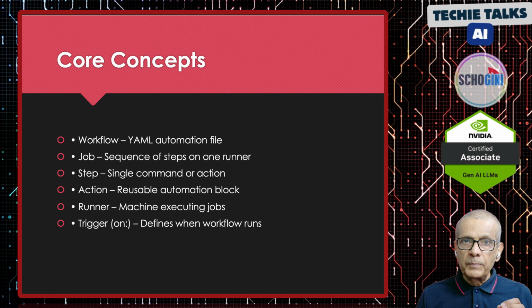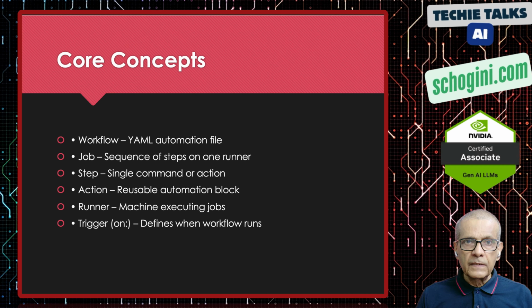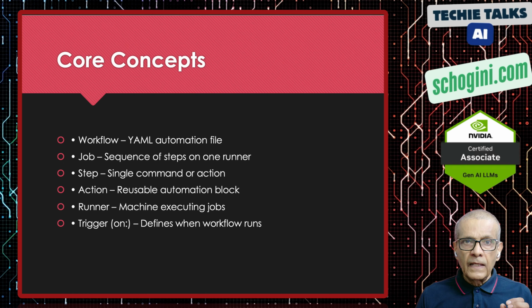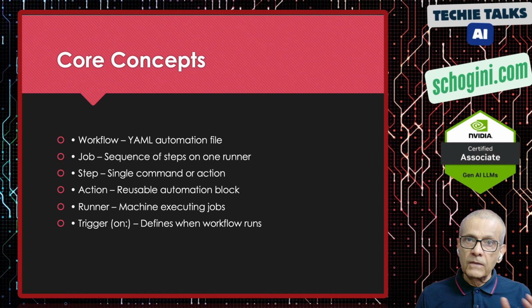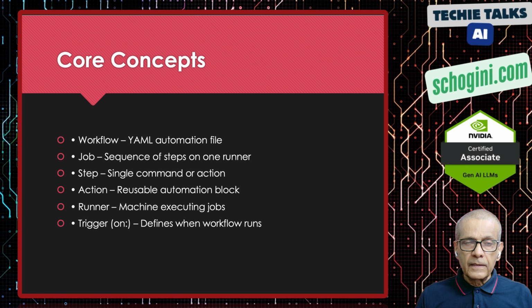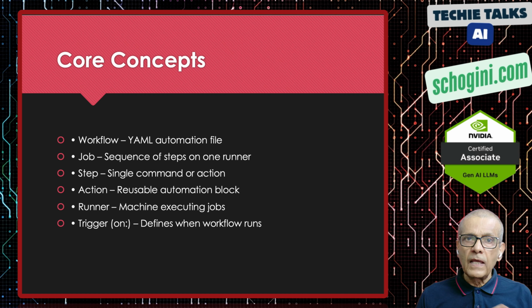An action is a pre-built reusable block. Think of it like a function. The runner is a virtual machine that executes everything, and the trigger defines when all this runs, like push, pull request, or tag. Understanding these 6 types makes the rest of the GitHub Actions effortless.